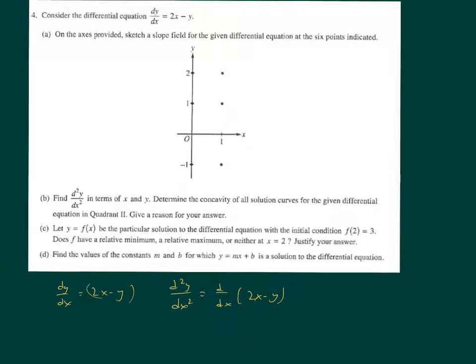For part C, they're telling you y equals f of x is a particular solution to that differential equation. They've already found that particular solution, so you don't have to find it. We know that when you put 2 in for x, you get 3, so the point (2, 3) lies on the graph of f of x. The question here is, does f have a relative min, relative max, or neither at x equals 2? Justify your answer. Keep in mind we're not asked to find f. We're just supposed to analyze f at a particular point, so think about what it means to determine whether you have a relative min, a relative max, or neither at x equals 2.